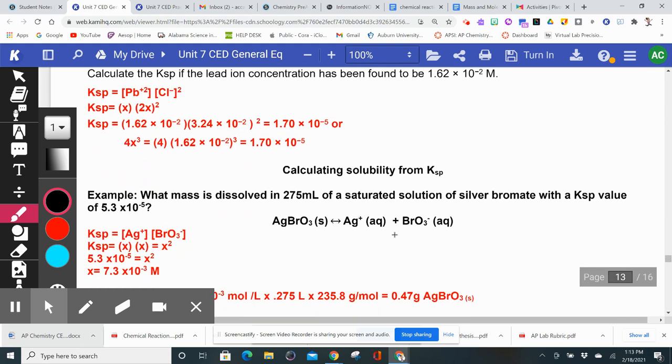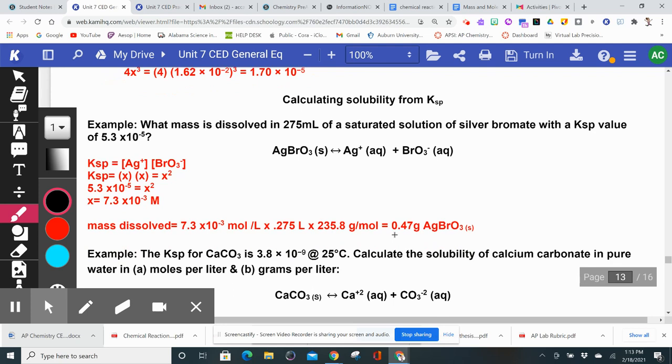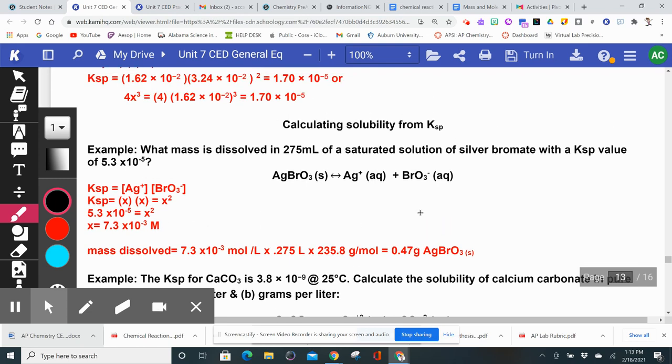Do you want to go over some of those ICE tables, or you know how to use them, you just don't know when to use them, or do we need to go over how to use them? Yeah, I just didn't know when to use them. I think I understand how to use them. Okay. I would use them for anything other than maybe a Ksp, a solubility product. I probably wouldn't use it there, but anything else I would.